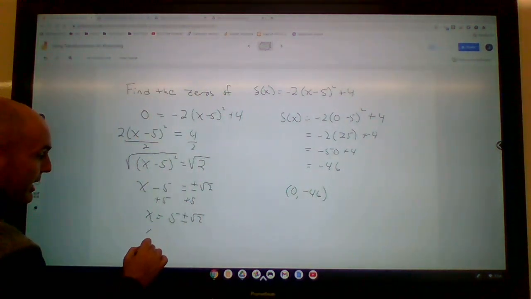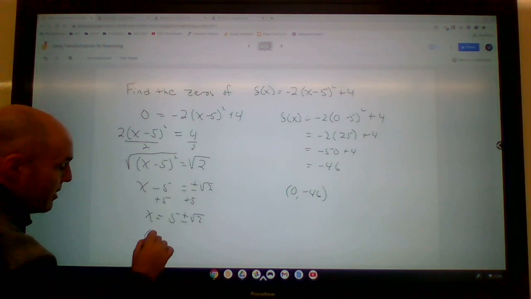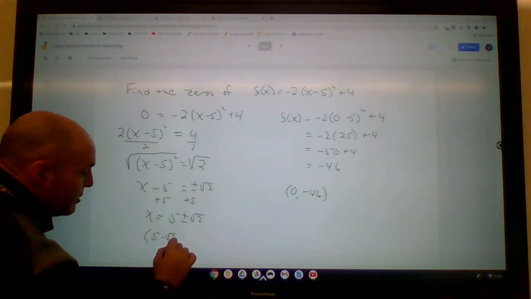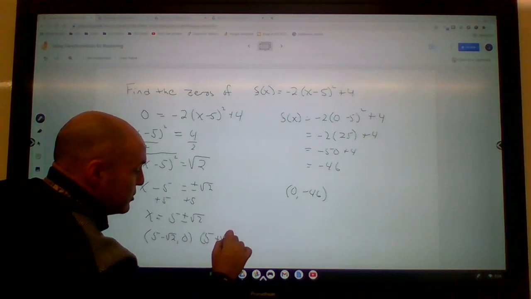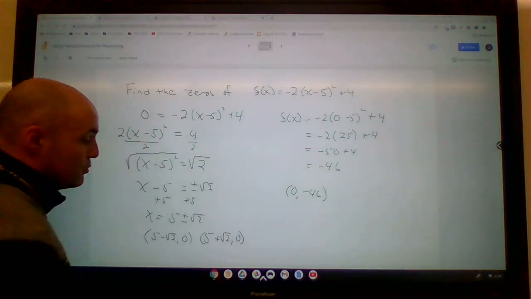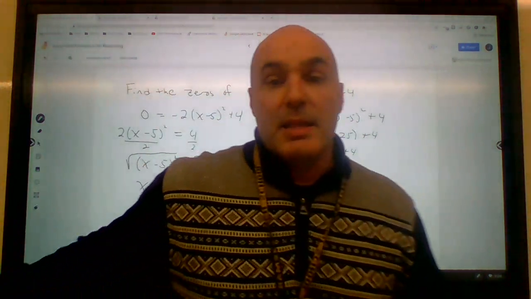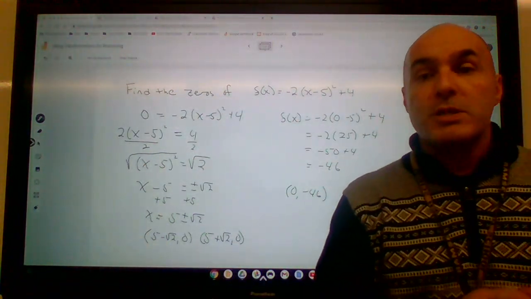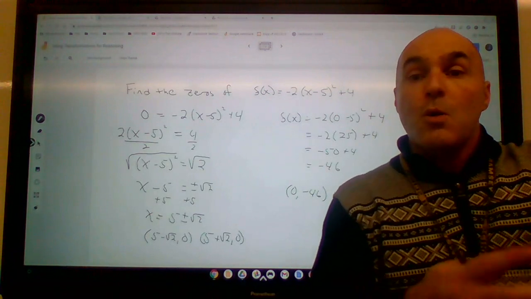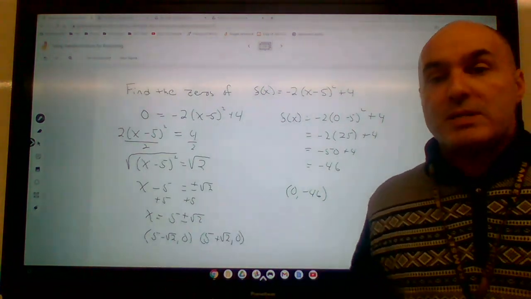And over here in coordinate form, (5 minus √2, 0) is the left-hand root, and (5 plus √2, 0) is the right-hand root. And since the answers match what we were expecting, we know by using transformations, we can be very confident that we solved it correctly.